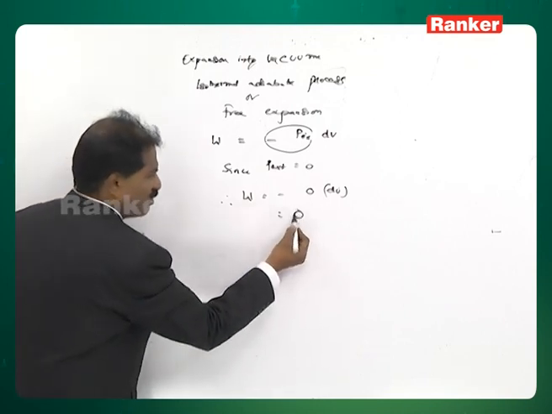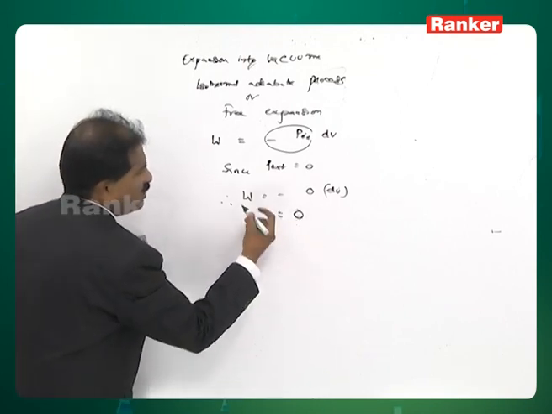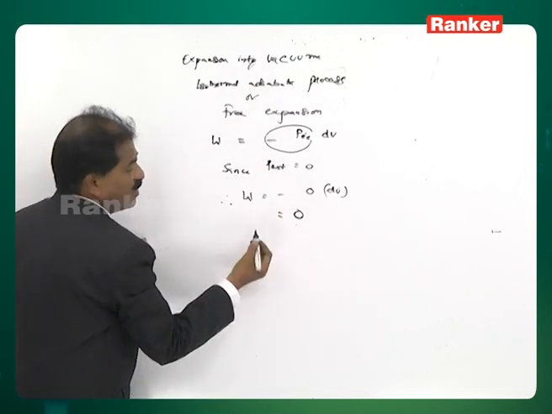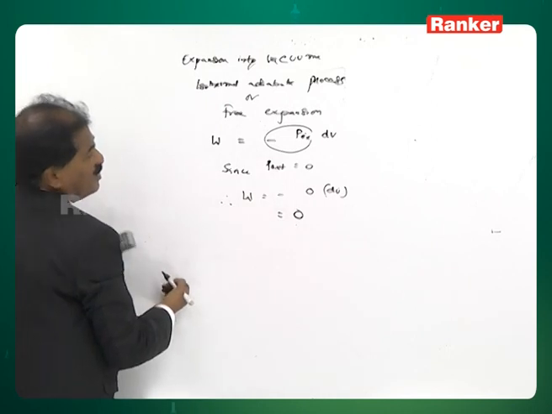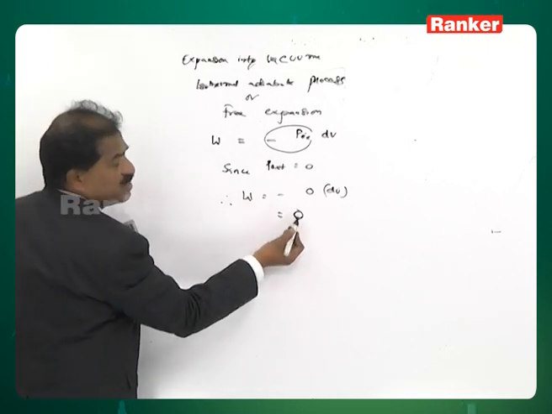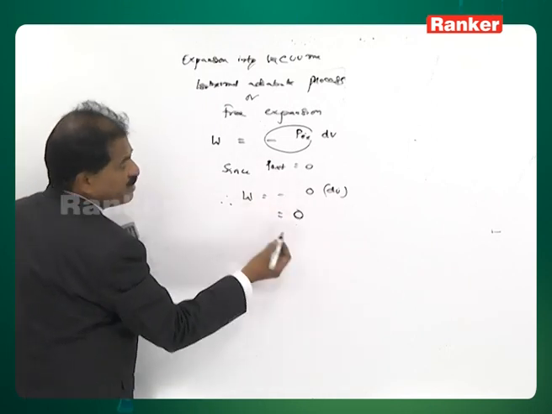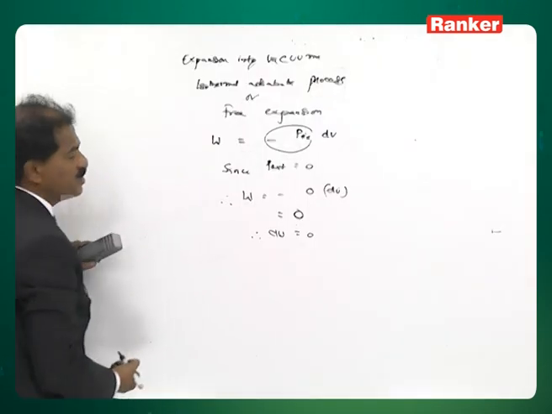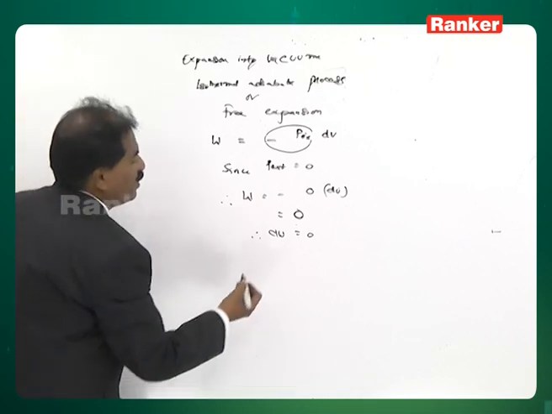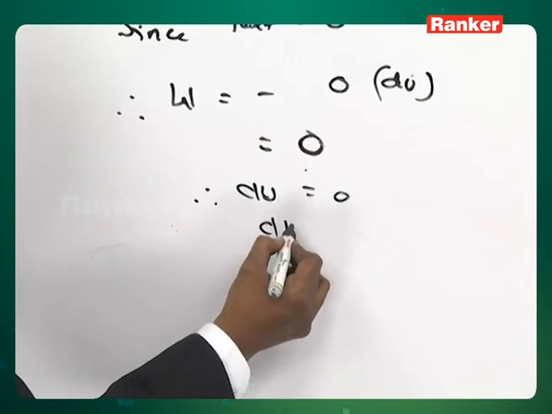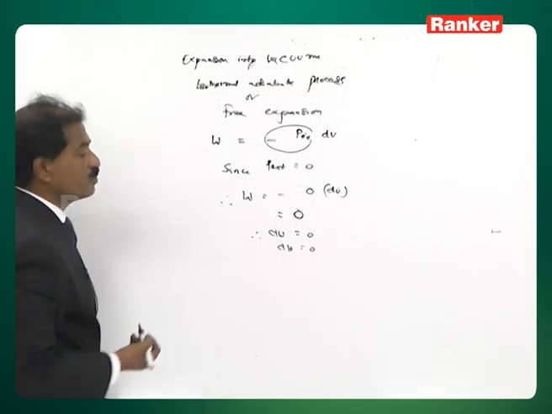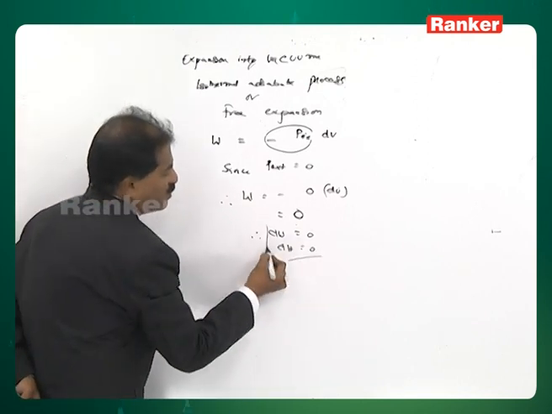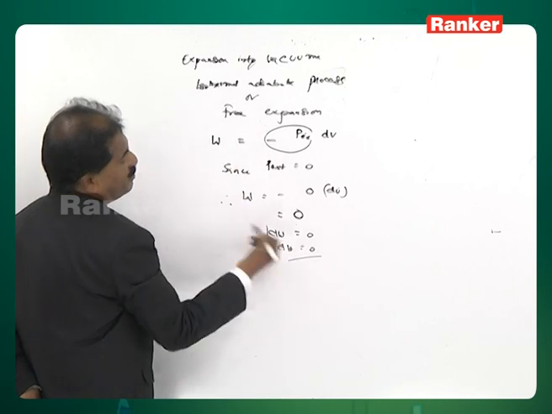Next, if the work involved in the process is 0, what are the corresponding thermodynamic changes? See here, the work done by the gas is 0, which means the energy spent by the gas is 0. Therefore, the internal energy of the gas will remain the same. That means the change in internal energy is 0. Next, if the internal energy change is 0, the enthalpy change also becomes 0. So, these are the thermodynamic changes that take place in the expansion.